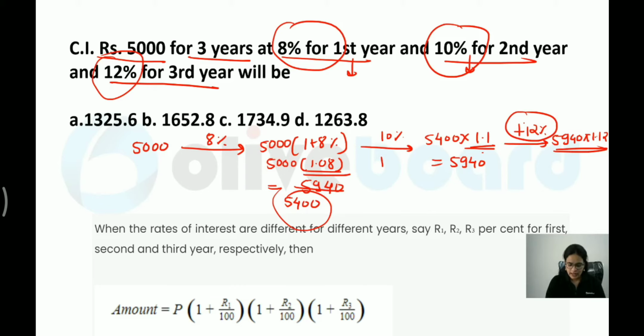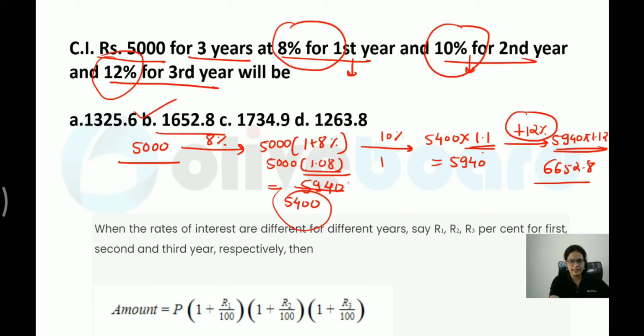So you can calculate the final answer over here as 6652.8. Are you getting it? So you can check what is the compound interest over here. So just subtract the value. If you subtract it, you will get 1652.8 over here. Are you getting it? So whenever different interest is given, this is how you have to calculate it.